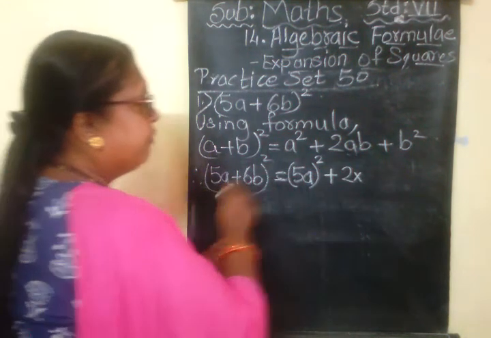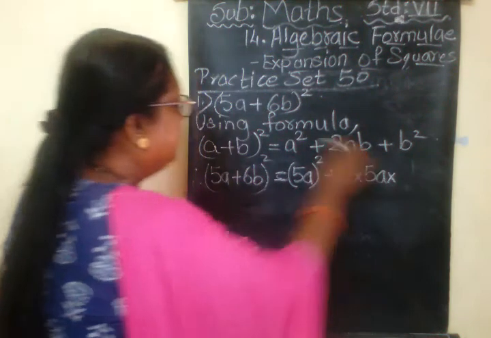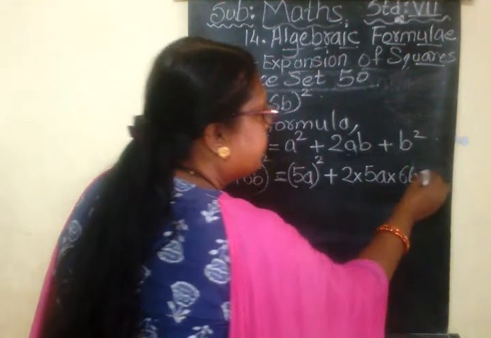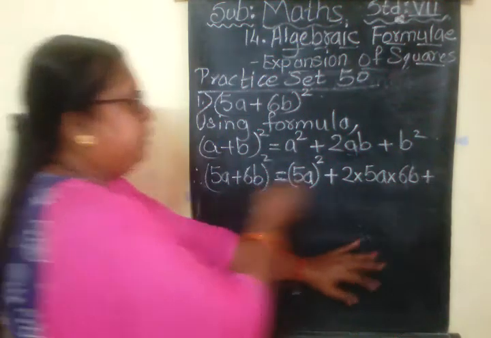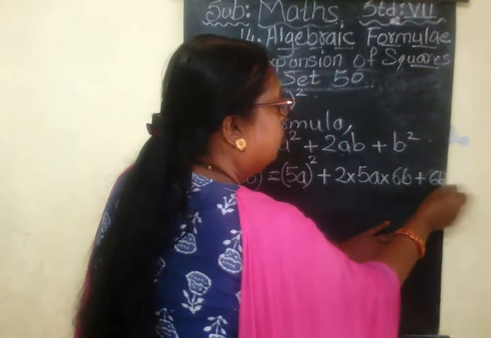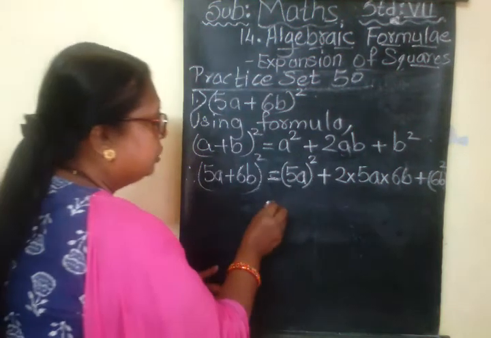Now a is our 5a. So I will write 5a into b is our 6b. So 6b. Then the plus sign is there in the formula, plus b square. b is 6b, so I will write 6b the whole square, in brackets and squared. So this gives me the answer.